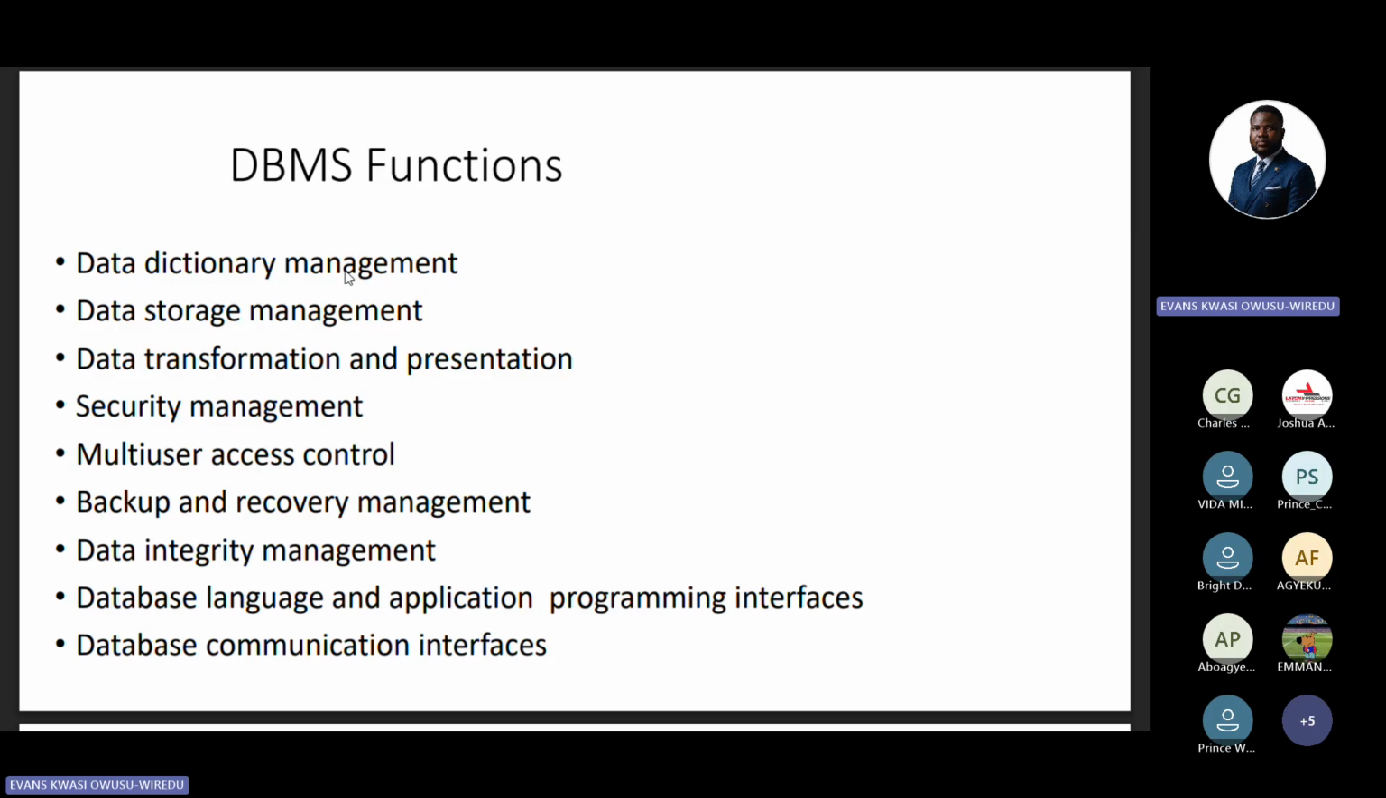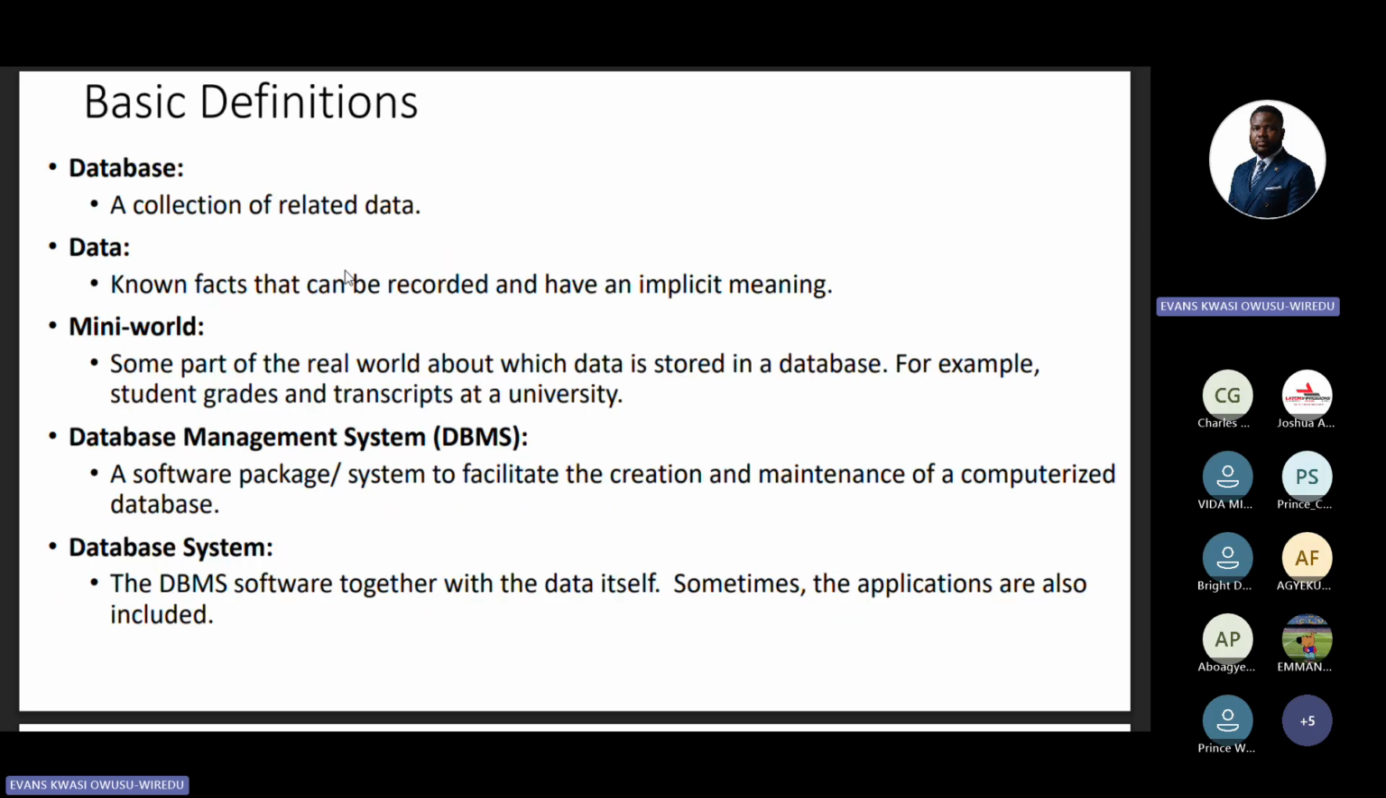So database communication interfaces, they must be able to communicate, right? They must have systems in them that must be able to communicate to other devices, right? So they must be able to connect to the internet so that you share the programs, or they must have communication features so that you'll be able to communicate the data you have in the same department or outside of the organization, right? So these are basic features or functions that a DBMS must have. And I've spoken about these things as well.